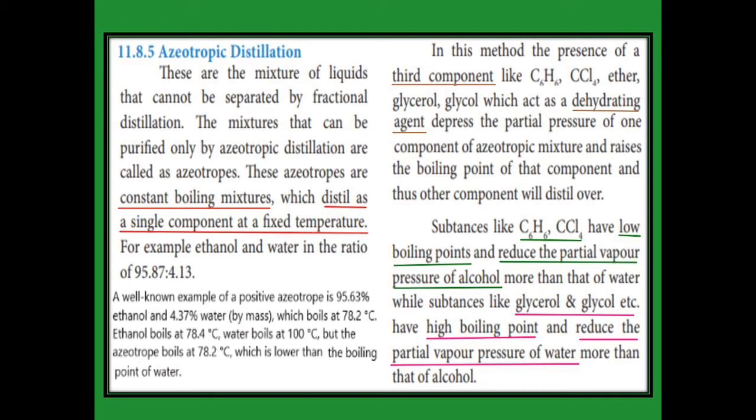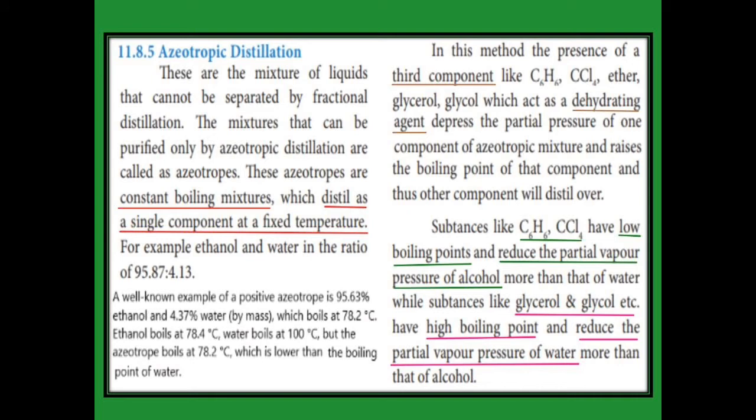For example, the dehydrating agents: what are they? Benzene, carbon tetrachloride, ether, glycerol, glycol. But among these, benzene and carbon tetrachloride both have a low boiling point, so they reduce the partial pressure of alcohol. And if we add glycerol and glycol, which have a high boiling point, they reduce the partial pressure of water.